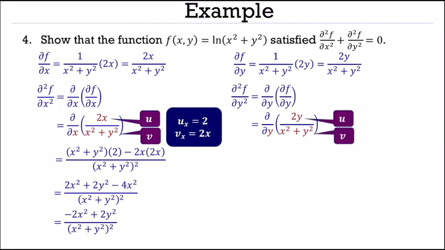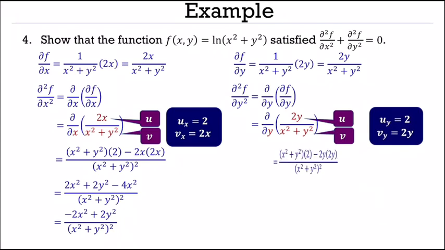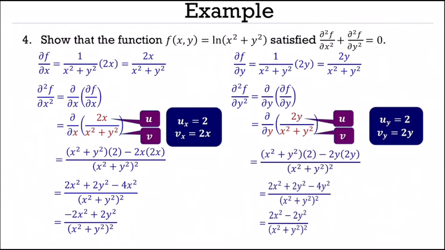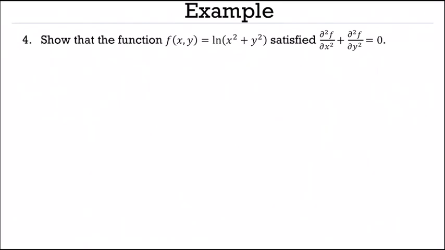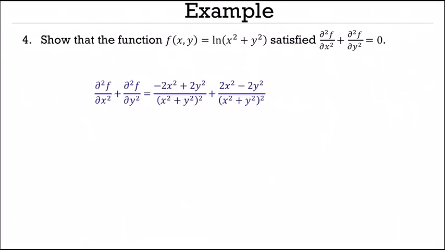So u and v are numerator and denominator respectively. Then find u sub y and v sub y. Substitute into the quotient rule and simplify to get the answer. Now we can show that the sum of both second order partial derivatives is equal to 0 by substituting the second order ones we got just now and showing that it is equal to 0.